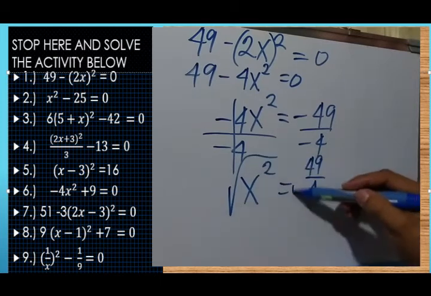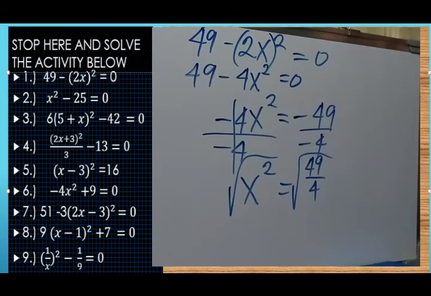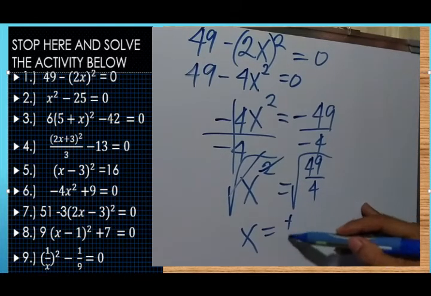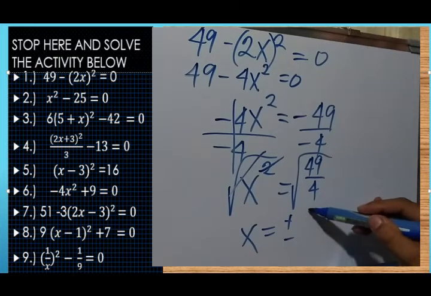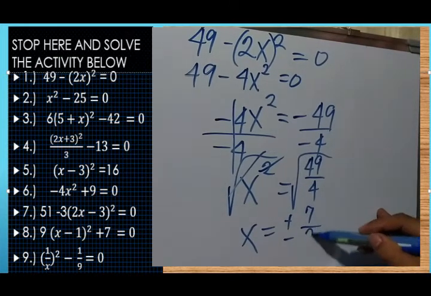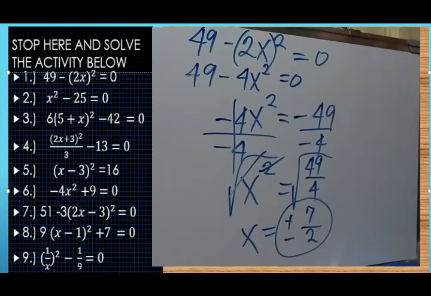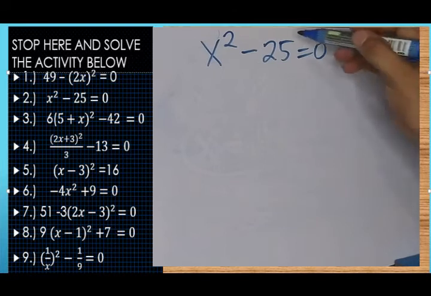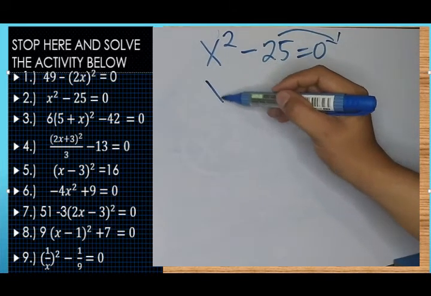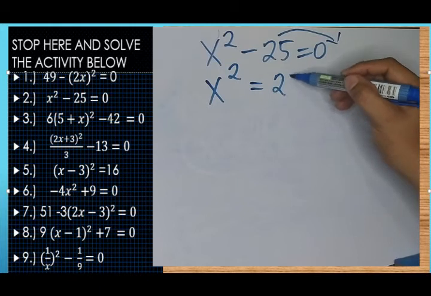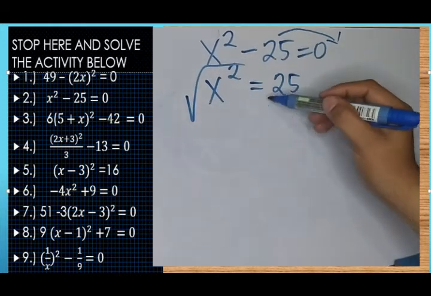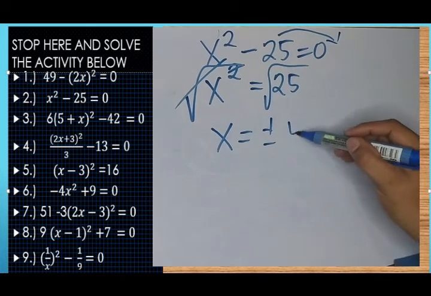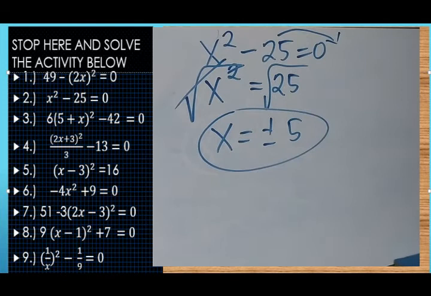Then extract the square root of both sides. Then we have x is equal to positive negative. Square root of 49 is 7 and square root of 4 is 2. So the value of x is positive negative 7 over 2. Next, we have x squared minus 25 is equal to 0. Transpose negative 25, meaning we add 25 on both sides. So we have x squared is equal to 25. So extract the square root. We have x is equal to positive negative 5 as the square root of 25.